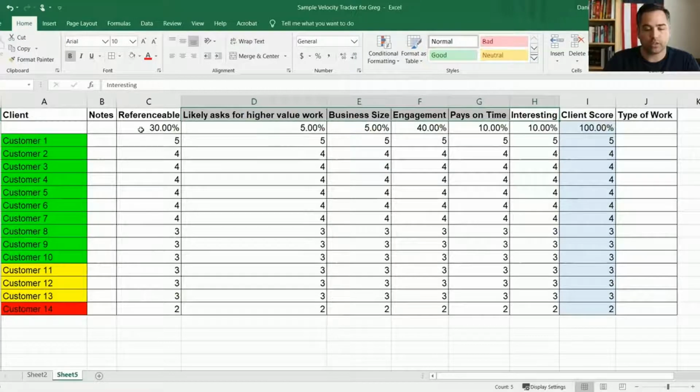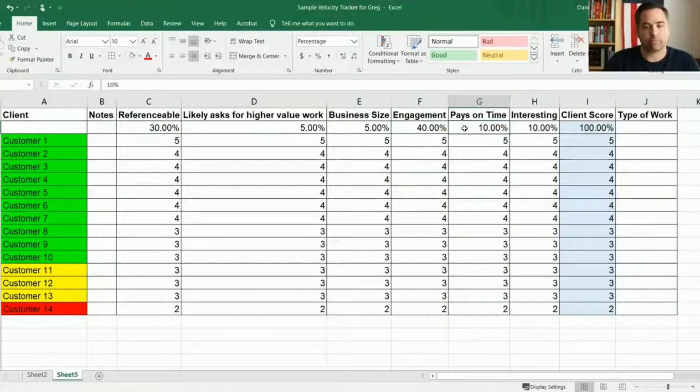Also, you're going to want to grade on percentages, and everything is not equal here. For example, whether or not they could be referrals is 30% of the equation. And whether or not they engage well with you, meaning they answer emails and phone calls, they show up to meetings, they participate without being burdensome, is 40% of the equation here. It's huge. And then in between, there's some other things that are relatively sizable, but worth noting, right?